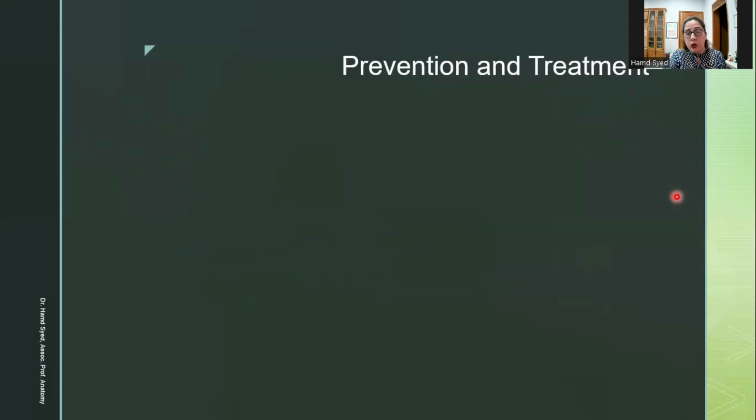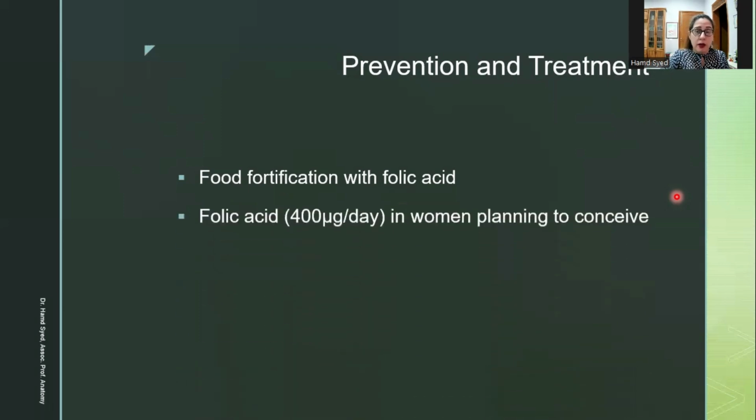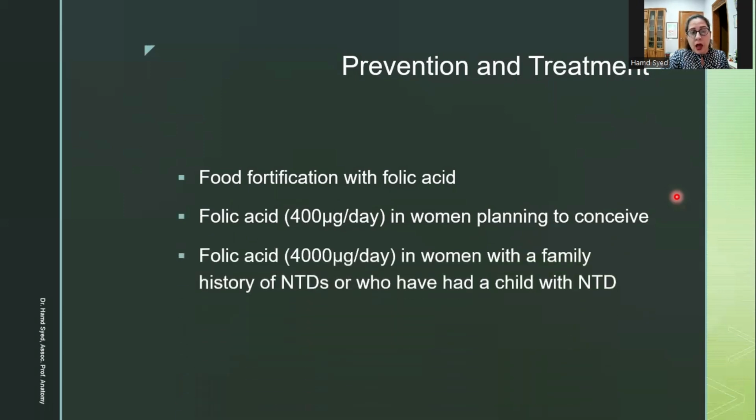How can we prevent neural tube defects? Well, because the folic acid deficiency has been identified as an etiological factor, of course, the prevention would be that the mother is not deficient in folic acid. So, food needs to be fortified with folic acid. And any woman who is planning to conceive should be taking 400 micrograms per day of folic acid. And if she has a family history of NTD or she has previously had a child with NTD, then this quantity of folic acid would be increased to 4,000 micrograms per day.